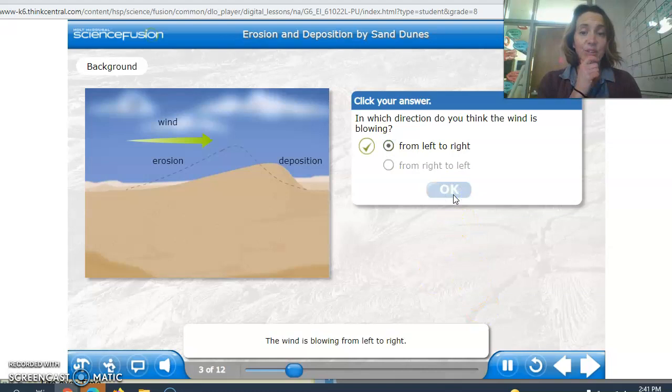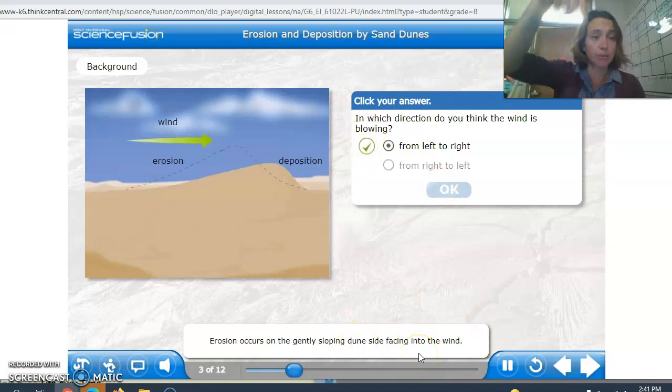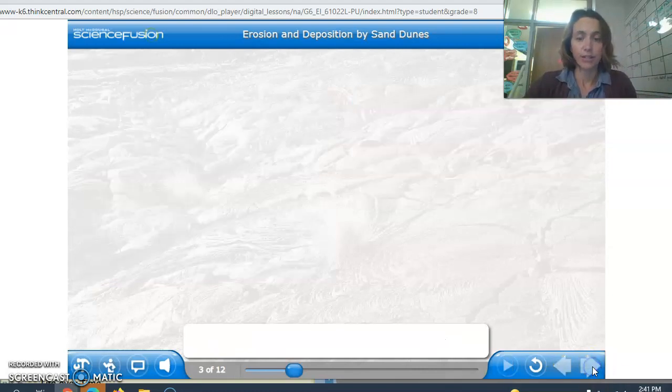Moving ahead. So we have wind erosion and deposition. Erosion is moving, deposition is dropping. The gentle side of the slope is always the side where the wind is coming from. The steep side of the sand dune is the side of deposition. All right, moving on.